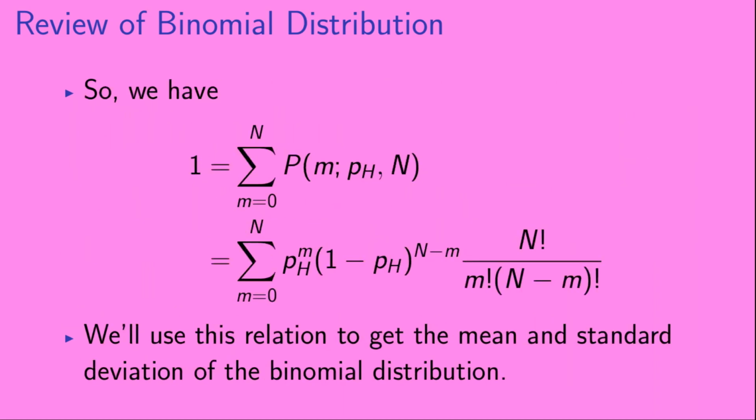So we have that 1 equals the sum from m equals 0 to n of p of m given pH and n, which means 1 equals the sum of m from 0 to n, pH raised to the power of m, 1 minus pH raised to the power of n minus m, times n factorial over m factorial n minus m factorial. We'll use this relation to get the mean and standard deviation of the binomial distribution.